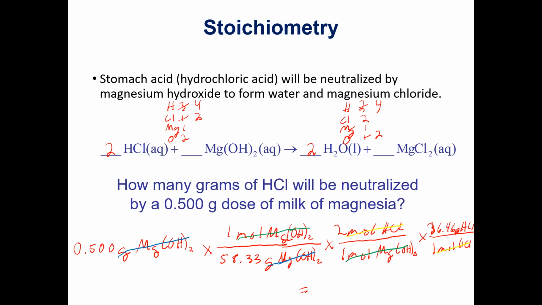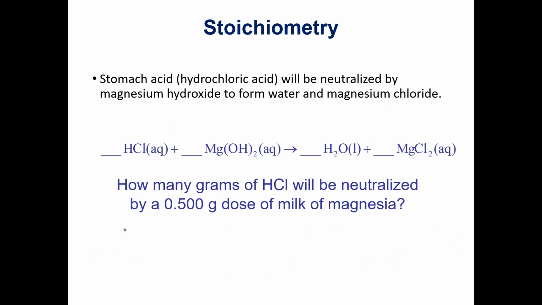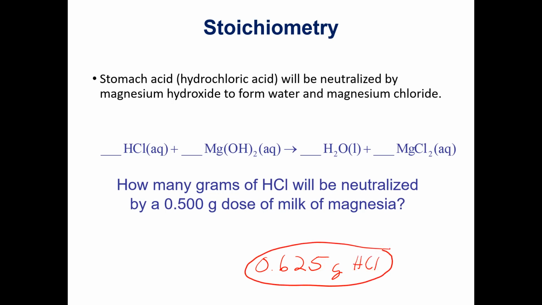So if we take 0.5 times 2 times 36.46, and then we divide that by 58.33, that comes out to 0.625. I accidentally erased everything on here, but if you did that calculation, you should come up with 0.625 grams of hydrochloric acid that is neutralized.